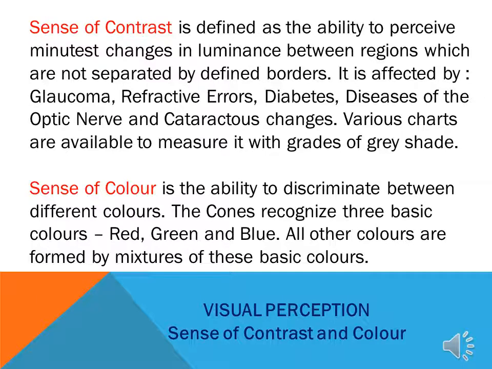Visual perception, sense of contrast and color. Sense of contrast is defined as the ability to perceive minutest changes in luminance between regions which are not separated by defined borders. It is affected by glaucoma, refractory errors, diabetes, diseases of optic nerve, and cataractous changes. Various charts are available to measure it with grades of gray shades.